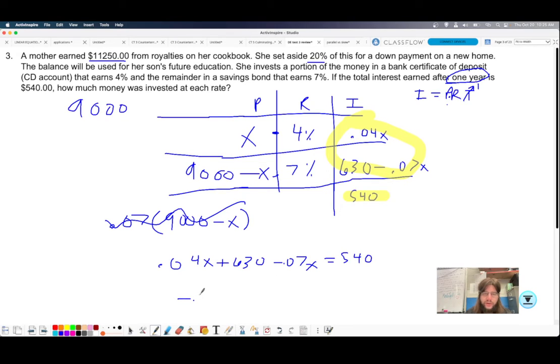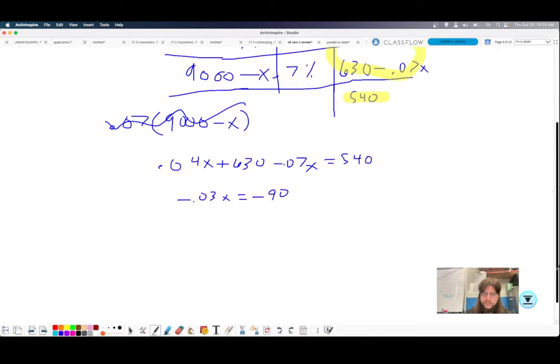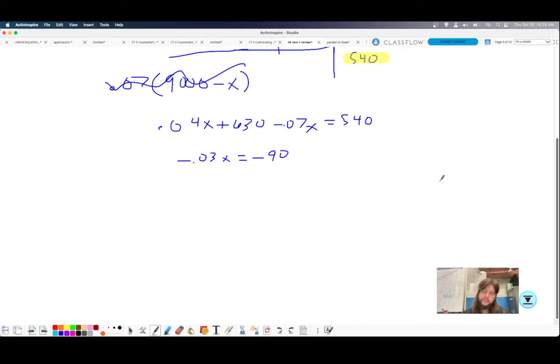So that's negative 0.03x equals negative 90. So x is going to equal 30 with 2 zeros behind it. I just solved for x. I combined my like terms here, brought that to the other side. Then you divide by negative 0.03. And you should get 30 with 2 zeros on it. Just use your calculator.